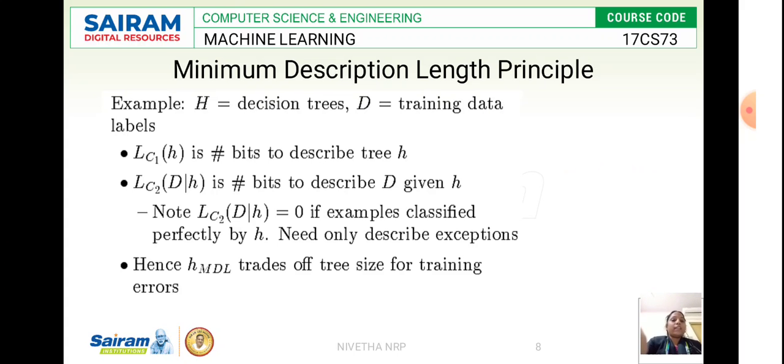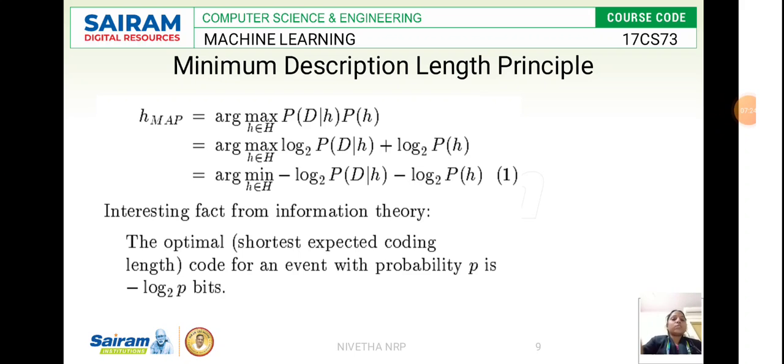They have given one example here. H is the decision tree and D is the training data, and we have the length of C1 of H and the length of C2 of D given H. Now, if the length of C2 of D given H is 0, that is, if the examples are classified perfectly by H, we derive the minimum description length by substituting that in the above equation that we derived for the minimum description length principle.